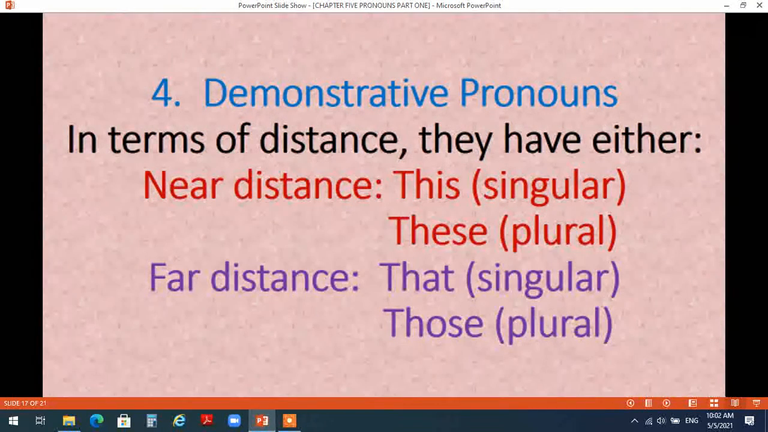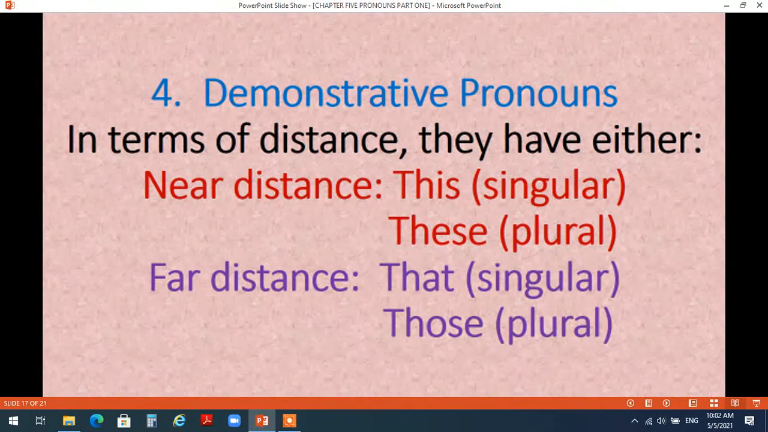نأتي إلى النوع الرابع من أنواع الضمائر في اللغة الإنجليزية which is called demonstrative pronouns أو ضمائر الإشارة أو بالعربية نسميها أسماء الإشارة. In terms of distance they have either near distance or far distance. إذن من حيث القرب أو البعد تقسم إلى قسمين أو إلى نوعين.